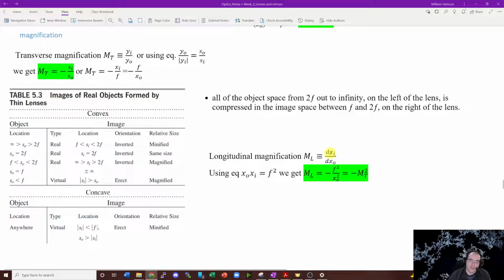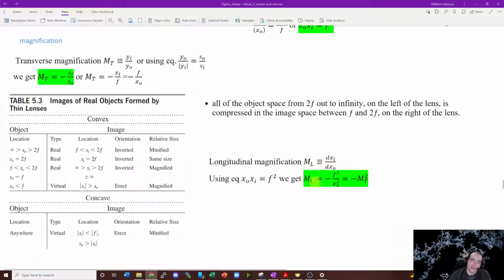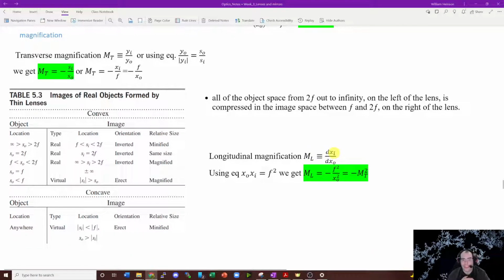Longitudinal. See, does one of these have longitude? No. Okay, longitudinal magnification. So in the x direction. Essentially, it's how our image x, or you could do either s sub I or x sub I. It doesn't matter. We're going to do x sub I because we have an equation for that. Because it's how it elongates.